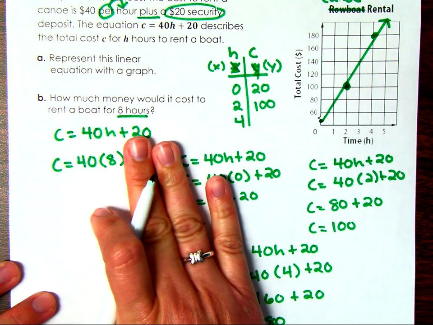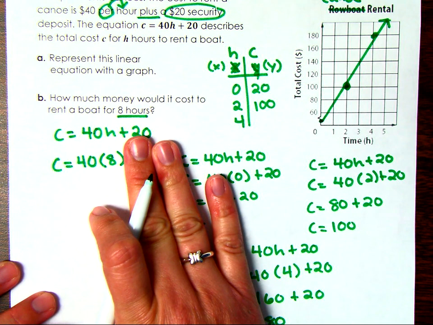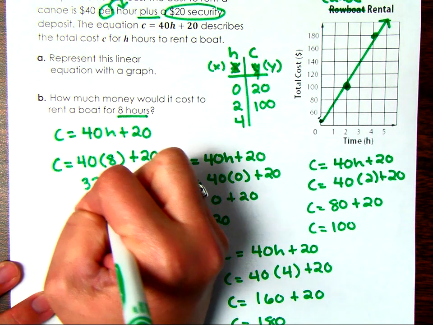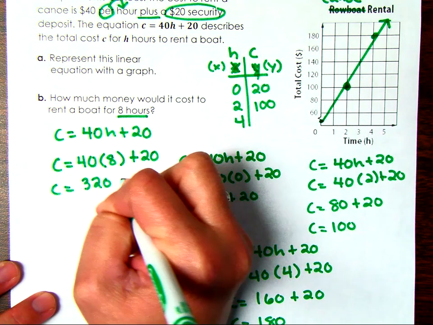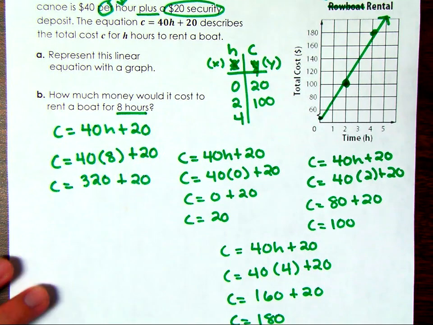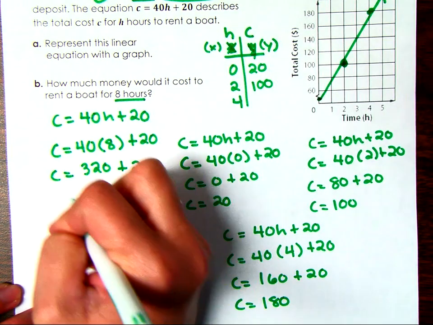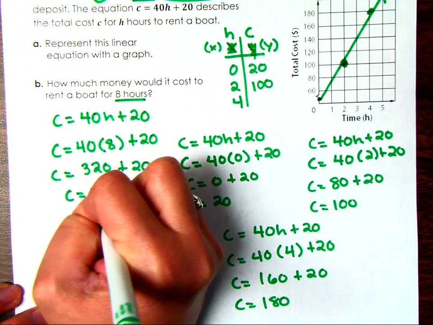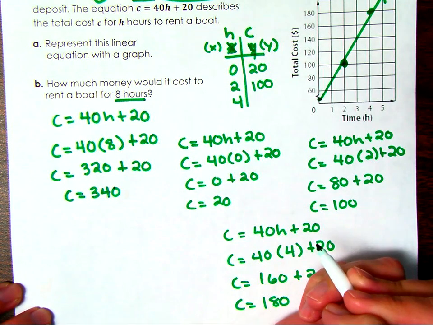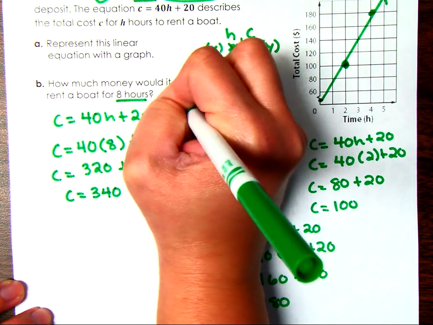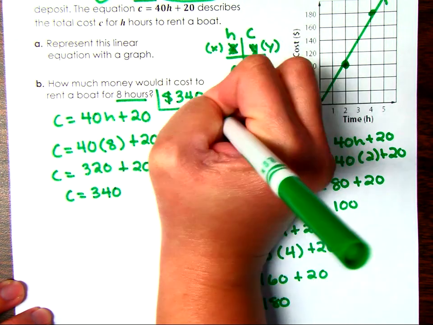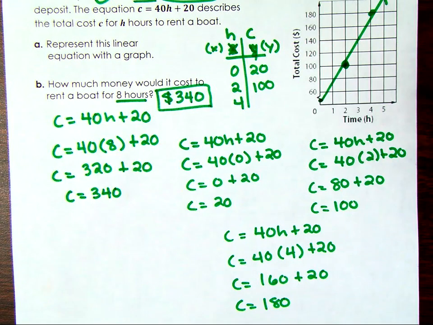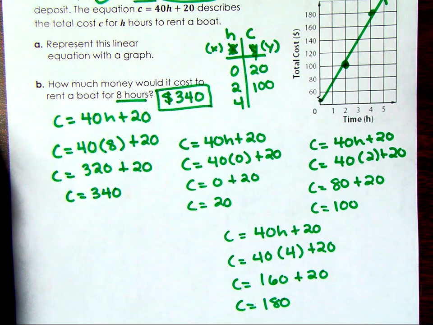So 40 times 8, or 8 groups of 40, think of that as 4 times 8, it's 32. And then put the 0 back, that's how I would do that mental math. Okay, and then 320 plus 20 is 340. So how much money would it cost to rent a boat? Including the security deposit, it's going to be $340. Okay, now you're ready to practice those problems.